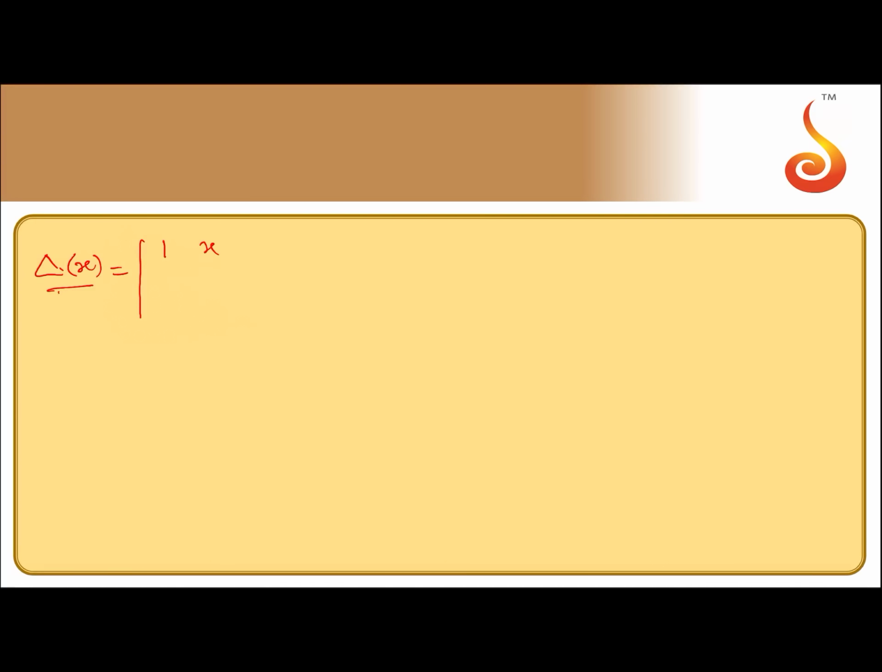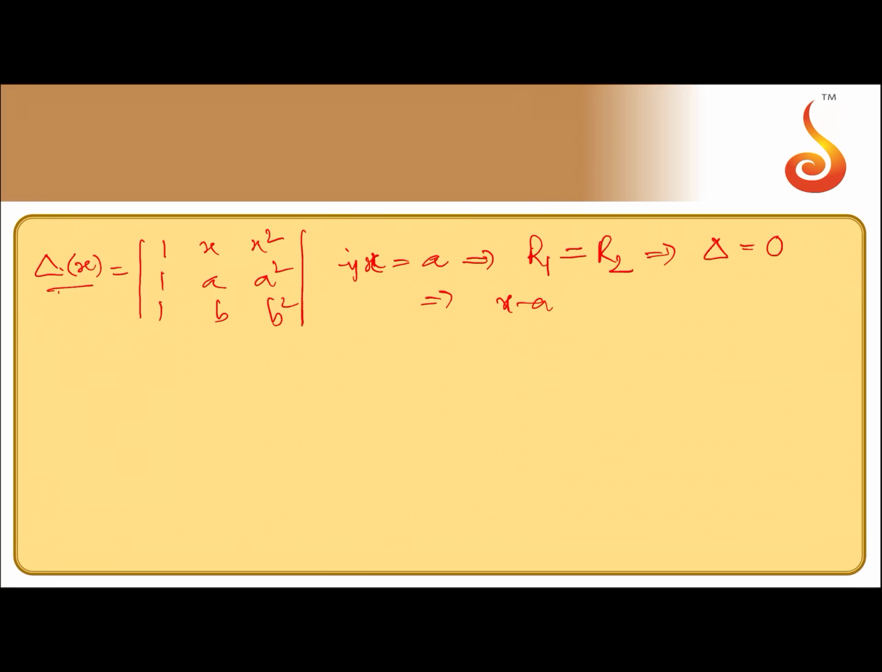Let's say 1, x, x square; 1, a, a square; 1, b, b square. I would consider this determinant as a function of x. In this determinant, if I substitute x equals a, then the first row will be the same as the second row. By the property of the determinant, definitely the determinant has to be 0. So I would say x minus a is a factor of delta. It is similar to the factor theorem in algebra.